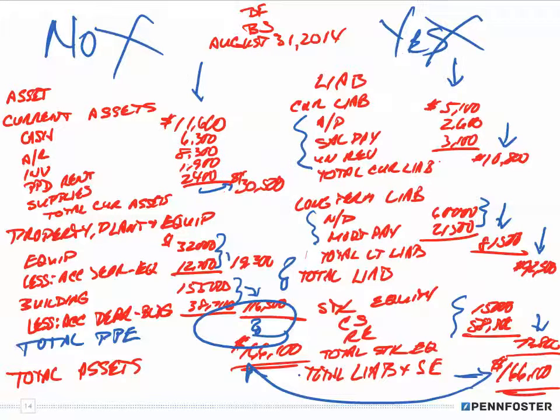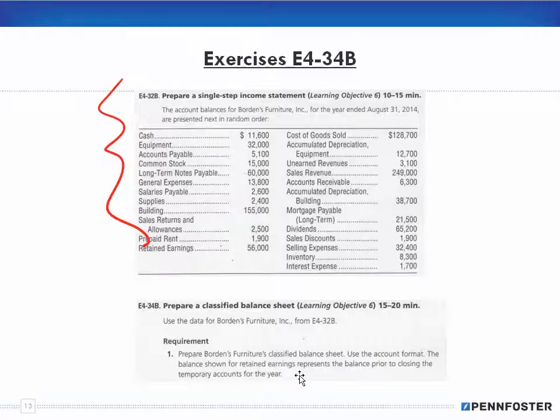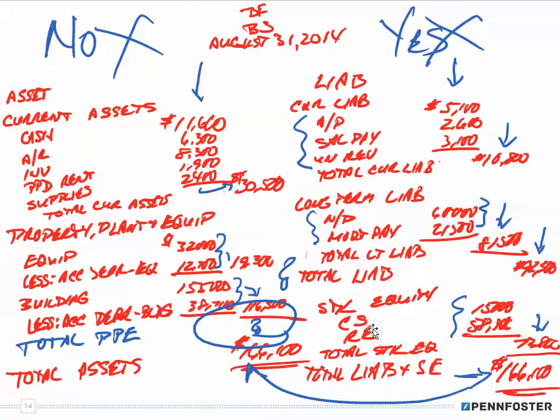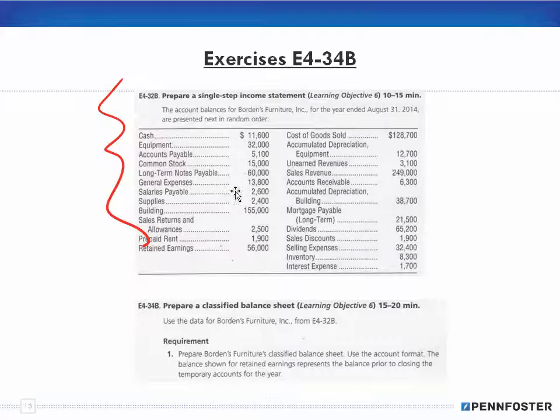Okay, so I'm going to jump back up here to the problem, and it says here the balance for retained earnings showing represents the balance prior to closing the temporary accounts for the year. All right, so for this retained earnings over here, that information, this 58,000, can be calculated from the previous retained earnings. Let's see, where is it over here? Okay, here's my retained earnings of 56,000.